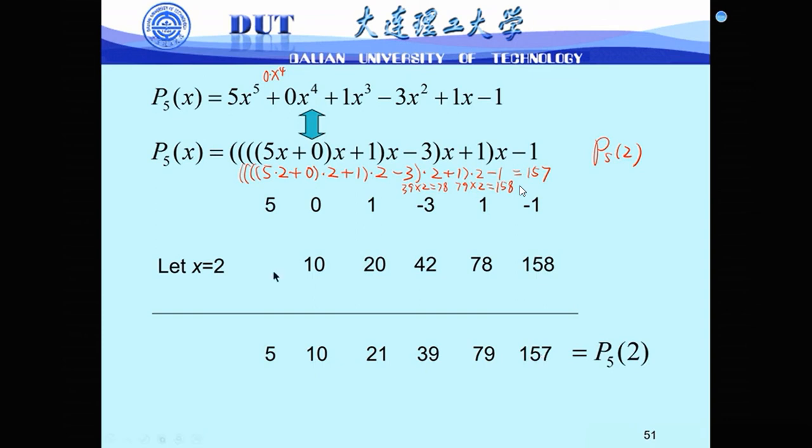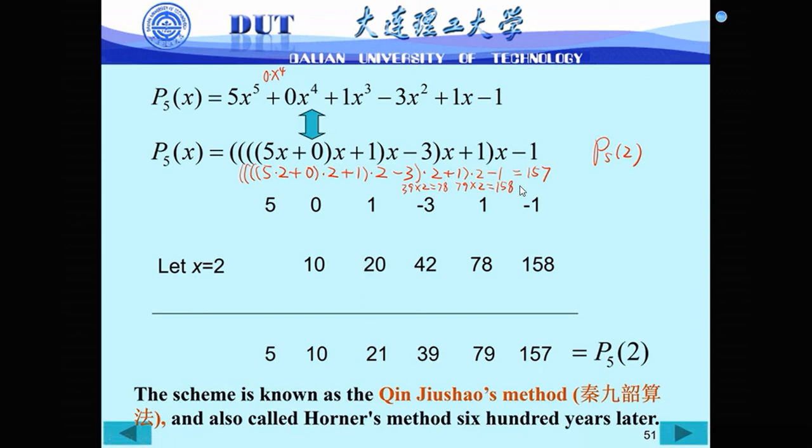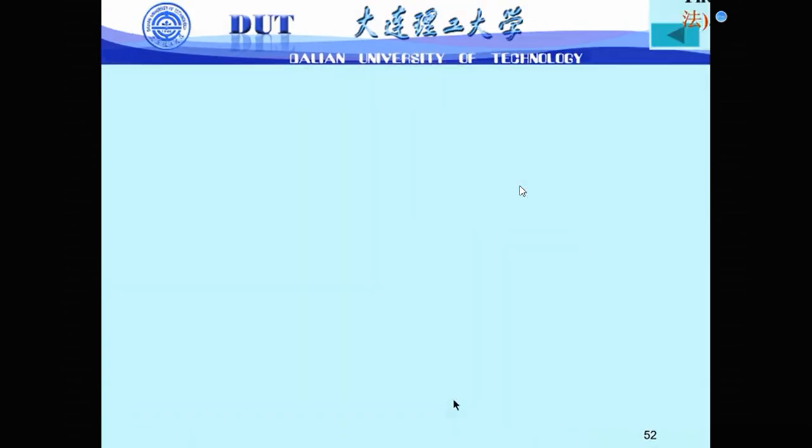It's okay for you? So you can practice, you can change the coefficients to practice, okay? This scheme, I will also say something like scheme or algorithm. Now, because it is simple, we just call it a scheme. This scheme actually is known as the Qin Jiushao method, okay? If you know the Chinese characters, Qin Jiushao, method. Qin Jiushao is the name of an ancient Chinese mathematician. And also, this scheme is called Horner's method 600 years later. So it was invented by Qin Jiushao in ancient China.